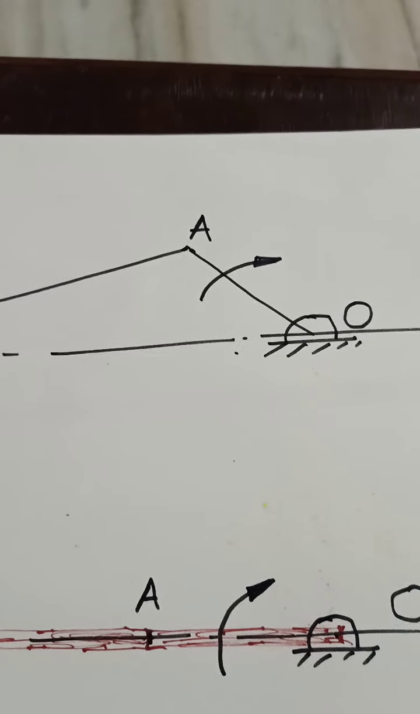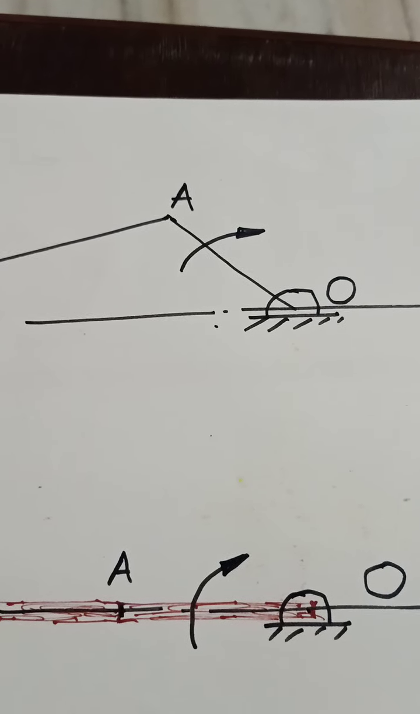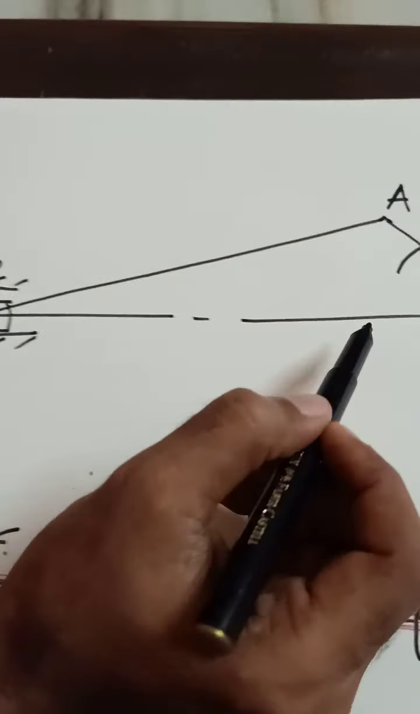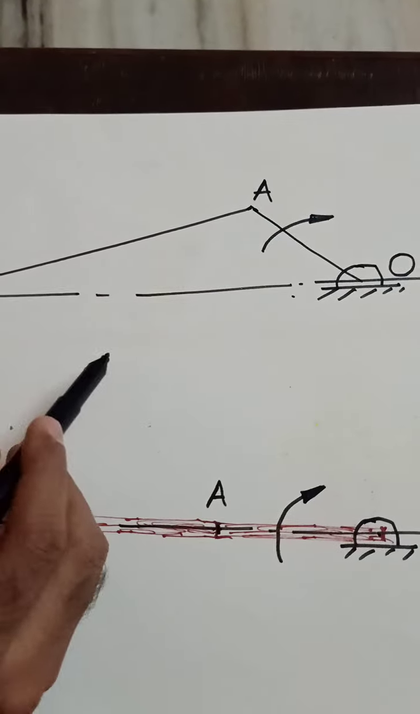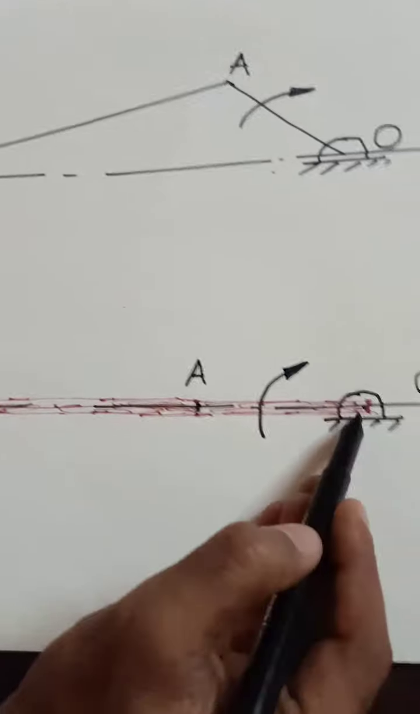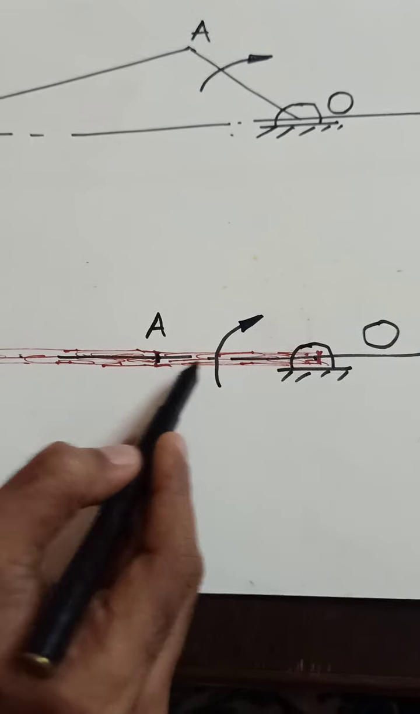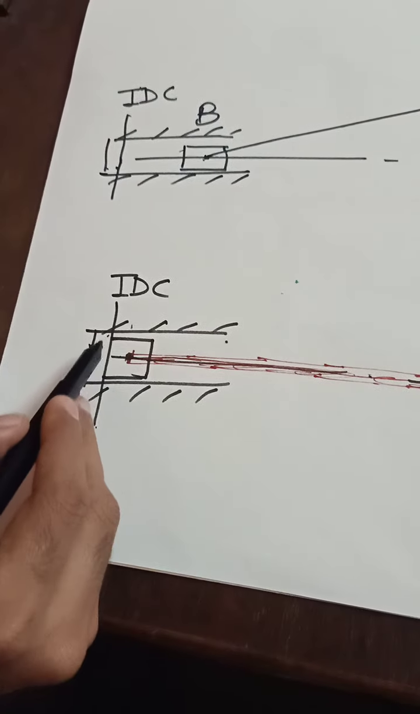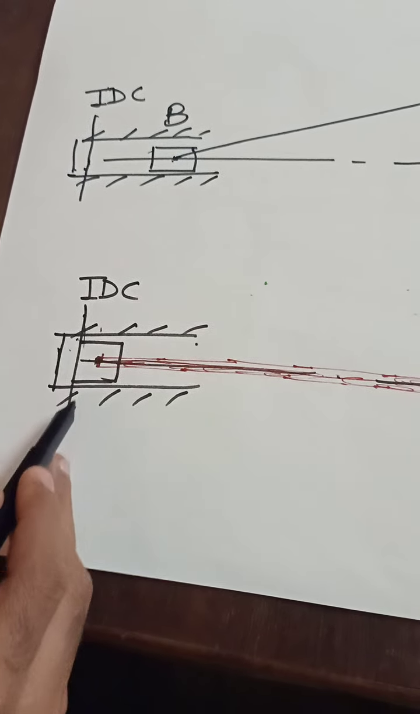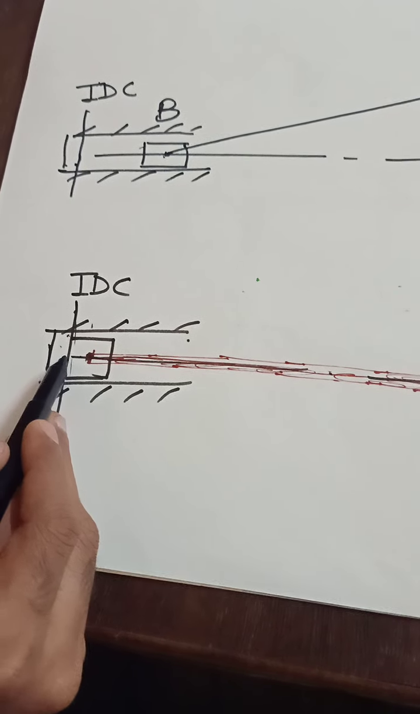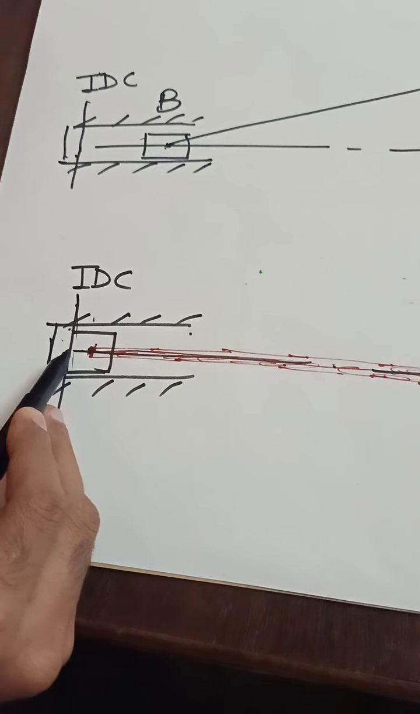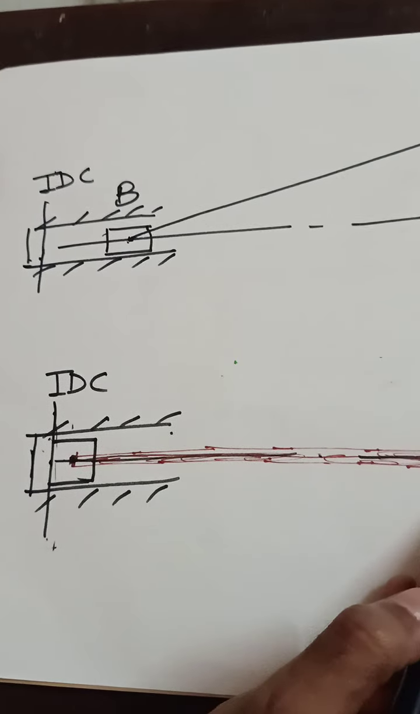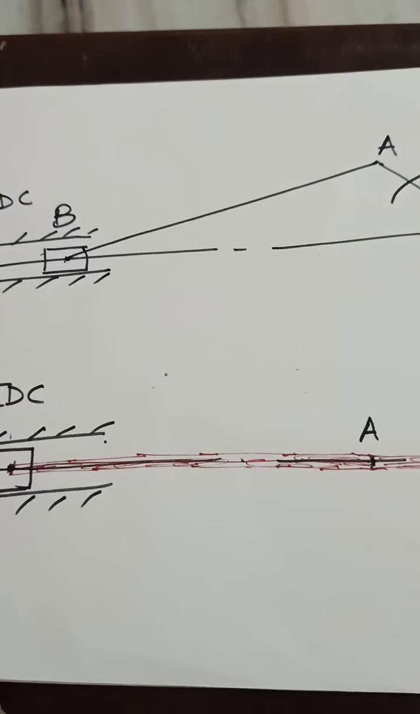Now let us talk about the second option. In the second option, I am going to show the slider on the left side. Here also the crank is rotating in clockwise direction. So let us say when the crank is horizontal, the piston slider will be at inner dead center. This is the inner dead center, the innermost position of the slider. So this position is specifying the slider at its inner dead center.